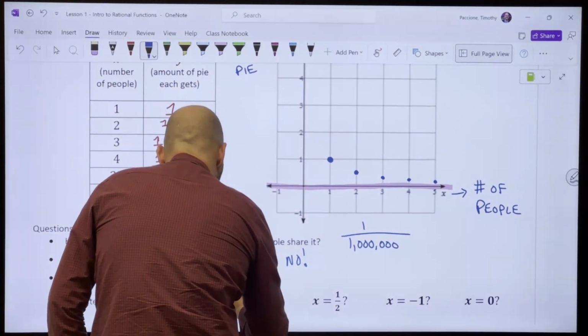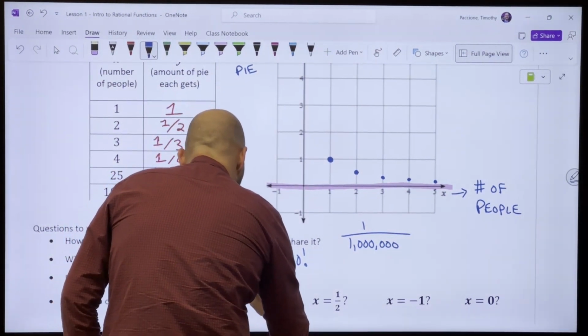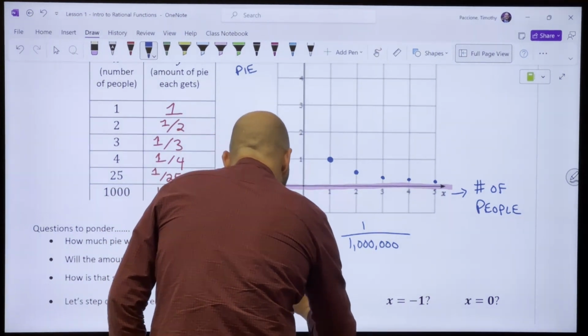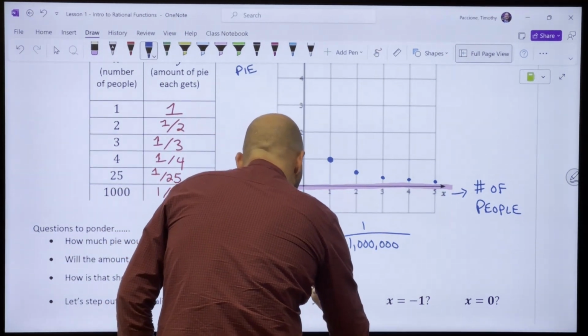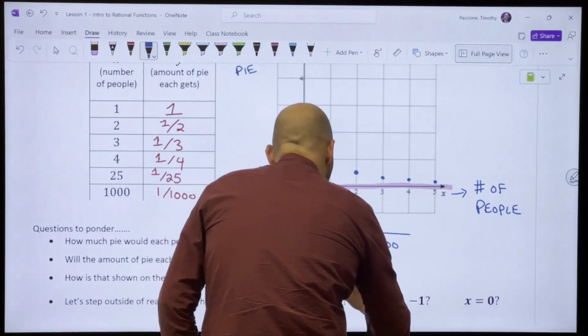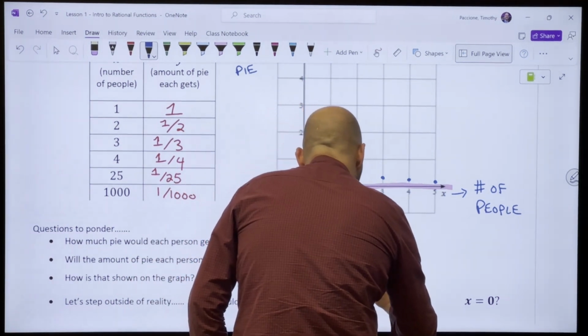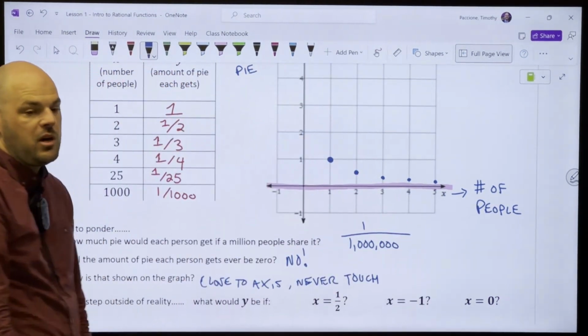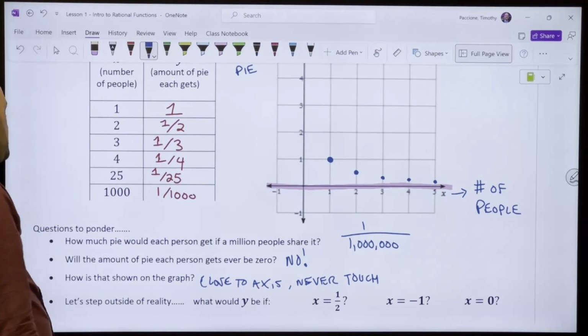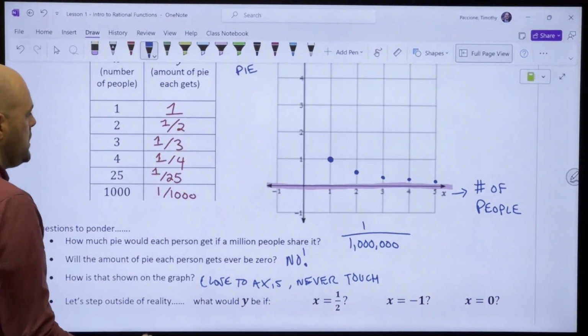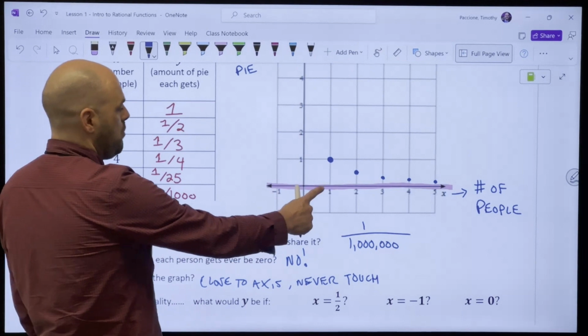Close to the axis, never touch. And we're going to talk more about that phenomenon when we get down below and we stop talking about pies. Okay, now let's start to step outside reality so we can get some more points here.